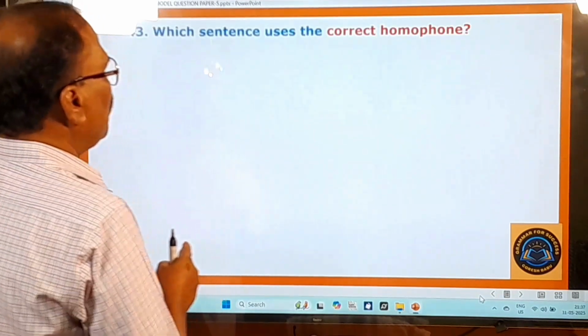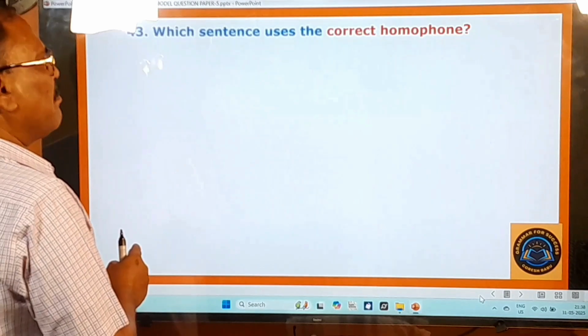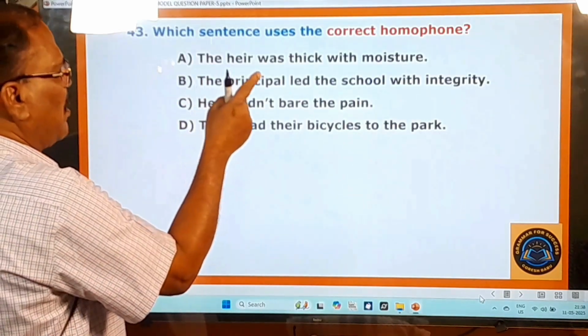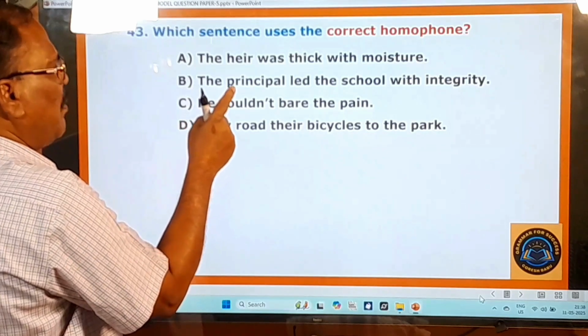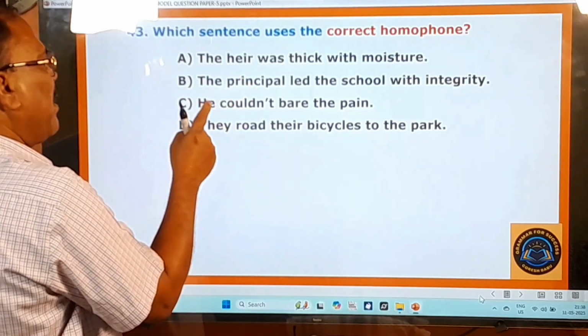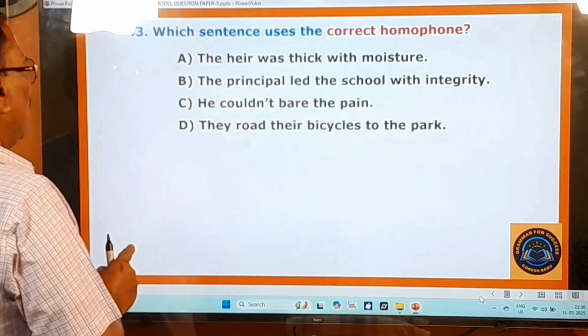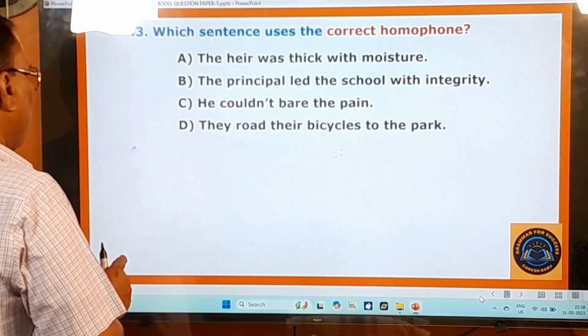43rd question. Which sentence uses the correct homophone? The air was thick with moisture. The principal led the school with integrity. He couldn't bear the pain. They rode their bicycles to the park.